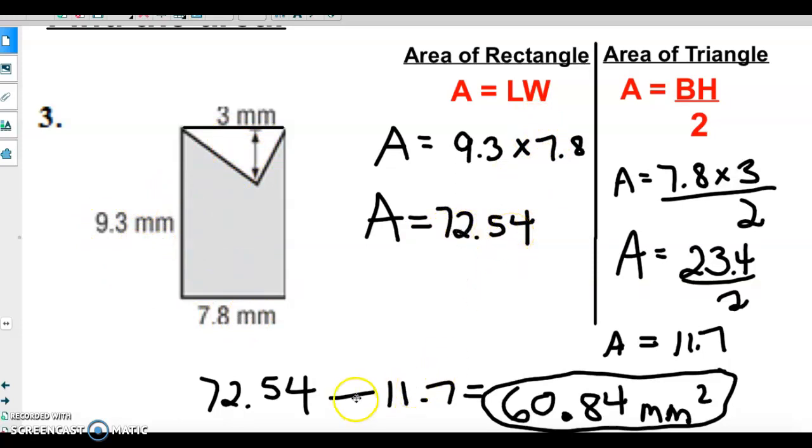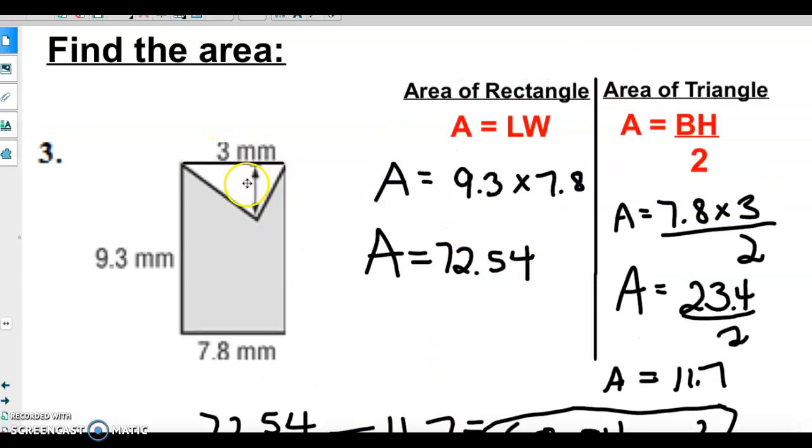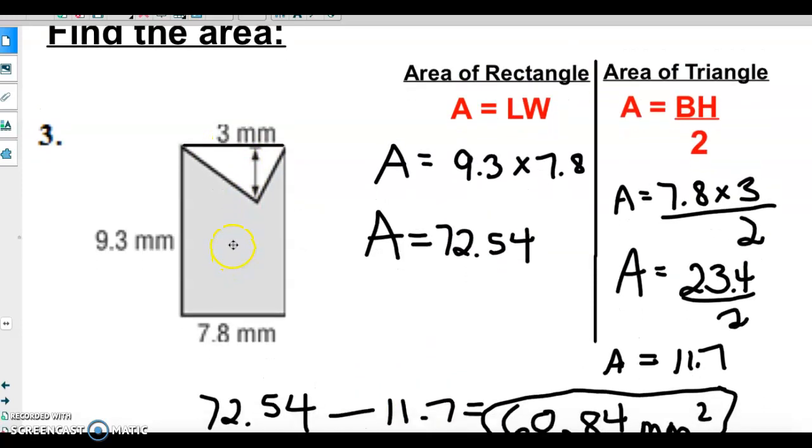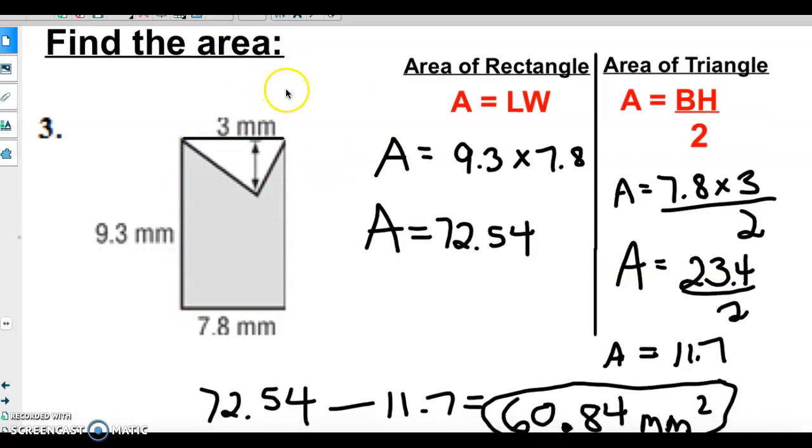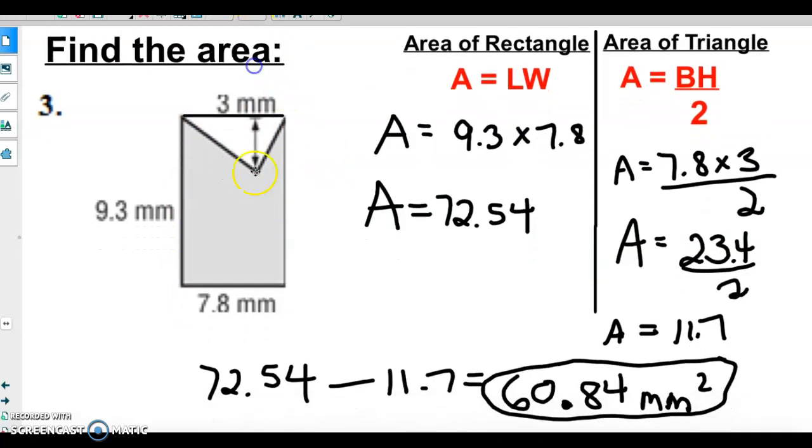The reason I had to subtract is because this is missing. You want to find the area of the shaded region. And the shaded region is the rectangle minus the triangle. So anytime there's a white piece and you're asked to find the area, something's missing, you have to subtract.